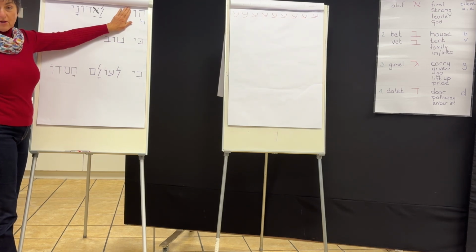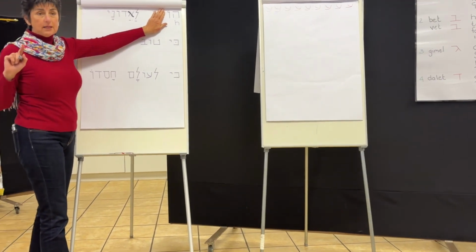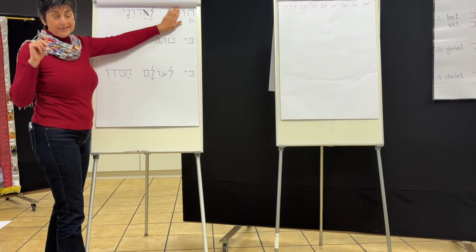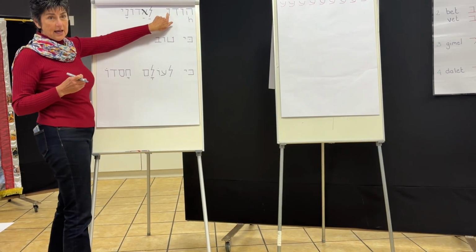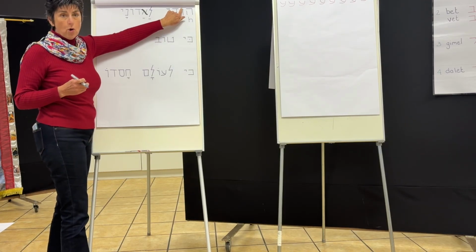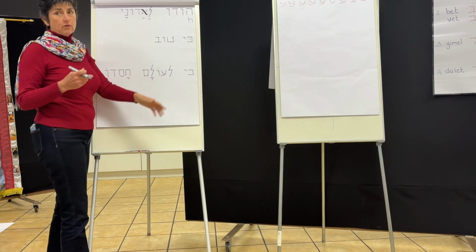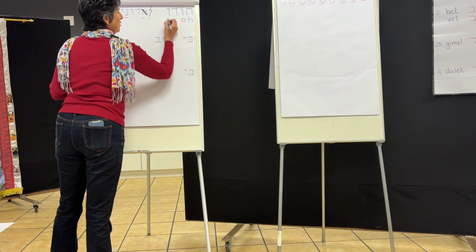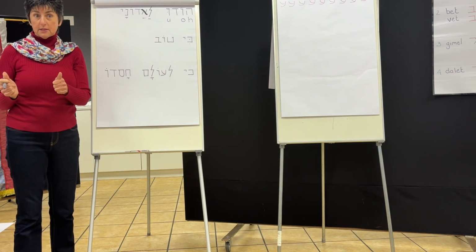Vav. Okay, now Vav is an interesting letter because it can either be a Vav, or what it really does is it has a vowel denoting either on top or next to it, like that. And this becomes an O, and this becomes a U. So I've already helped you there 50-50 because I've given you two letters. So that's an O and that's a U. Are we happy with that?